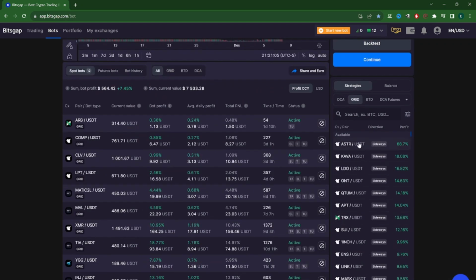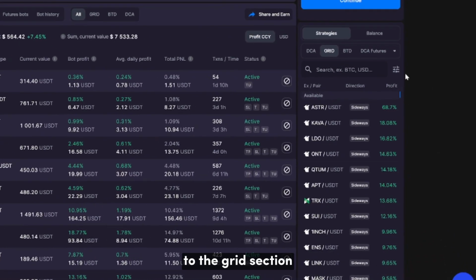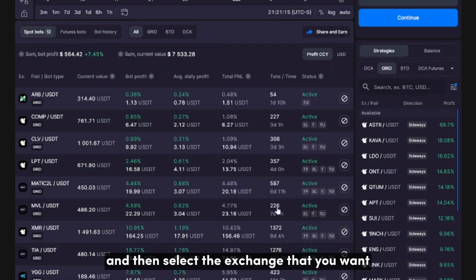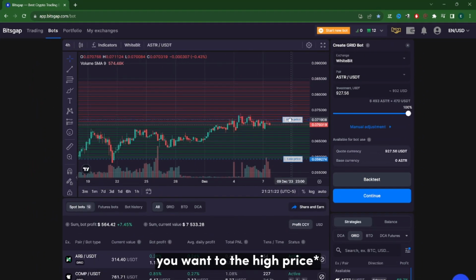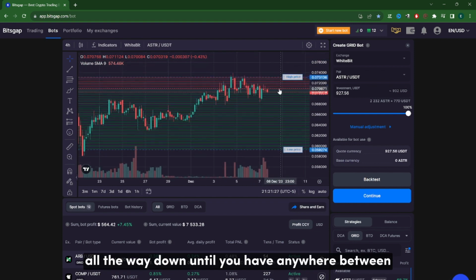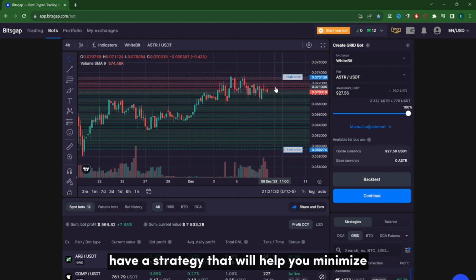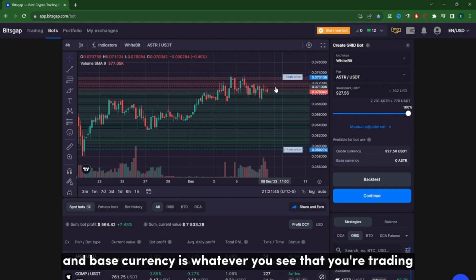Okay, so to find profitable crypto coins on BitsGap, all you have to do is scroll down to the grid section. You can click on filters, make sure it's 30 days, and then select the exchange that you want. Once you find the coin that you want to deploy, you want to take the high price and move it all the way down until you have anywhere between 3 to 5 red lines. That way you're going to have a strategy that will help you minimize risk in case of the worst scenario, because you have the quote currency and you have the base currency. Quote currency is USDT and base currency is whatever it is that you're trading.